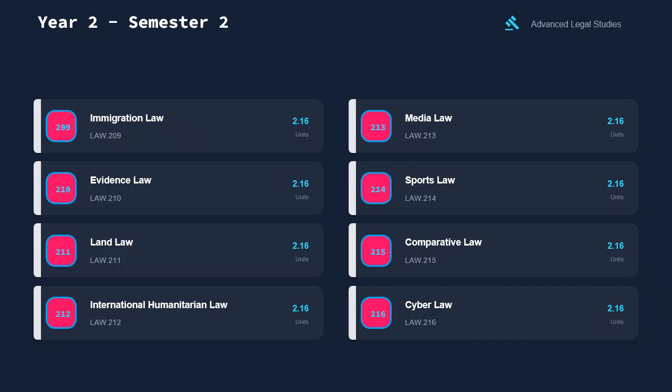Respecting diversity. Legal pluralism: multiple legal orders coexist, state, customary, religious. Cultural defense: considering cultural context in litigation. Human rights: universal norms versus cultural relativism.